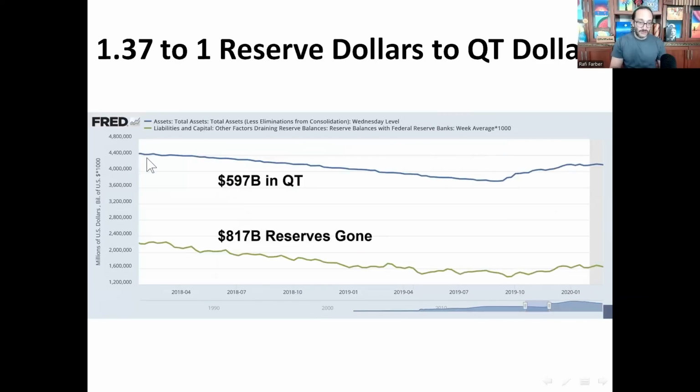I did the calculation on the interactive chart at the Fred website, and the numbers came out from the beginning of QT, which is over here, to the Repocalypse, which is over here. When this line stops going down, that's the Repocalypse, and that's when they start expanding the balance sheet again. $597 billion in quantitative tightening. That's the amount of money that the Fed retired on its balance sheet, no longer existing. And in that time, $817 billion of reserves went out of existence. So you have a ratio of about 1.37 reserve dollars to $1 in QT.